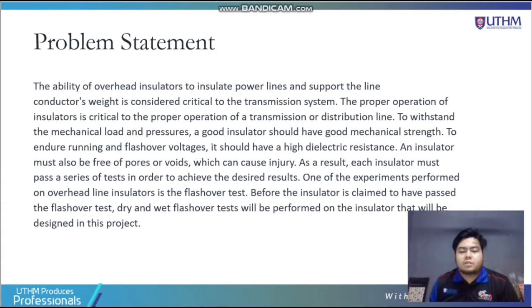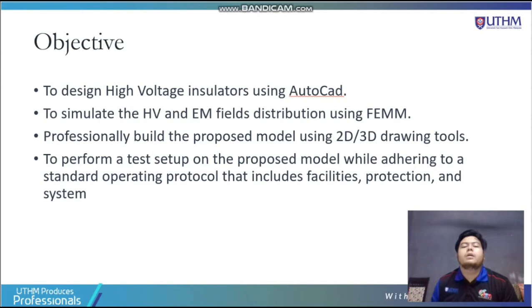As a result, each insulator must pass a series of tests in order to achieve the desired result. One of the experiments performed on overhead line insulator is the flashover test. Before the insulator is claimed to have passed the flashover test, dry and wet flashover test will be performed on the insulator that will be designed in this project. We move to the objective.